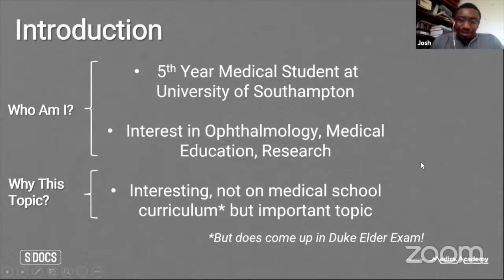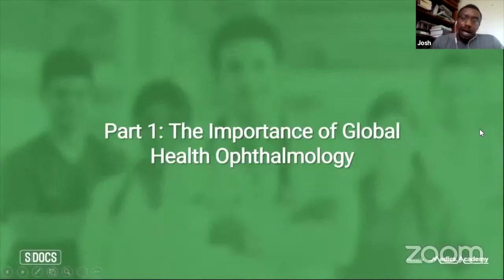I put an asterisk because even though it's not on a medical school curriculum, it does come up on the Duke Elder exam. For anyone who's interested in that exam, search up more on it if you don't know what it is. It's just an exam that you can opt in to do as a medical student. It's all based on ophthalmology. If you do well on the exam, it will help your CV basically. So that's the Duke Elder exam. And now we'll go on to fully part one, the importance of global health ophthalmology.